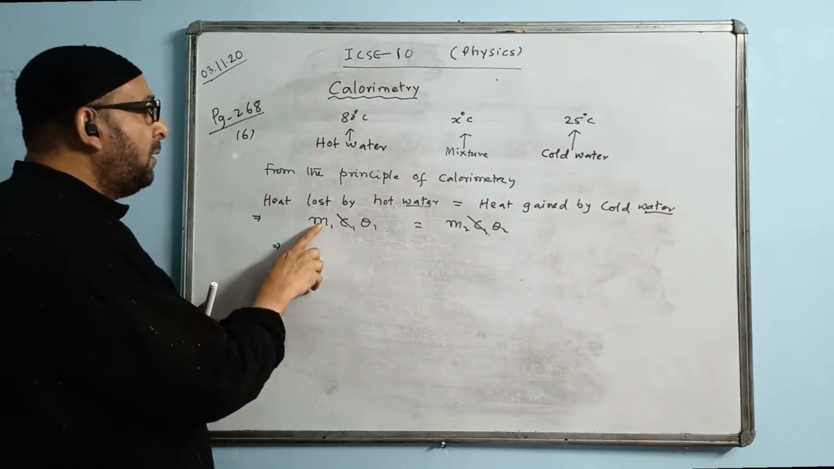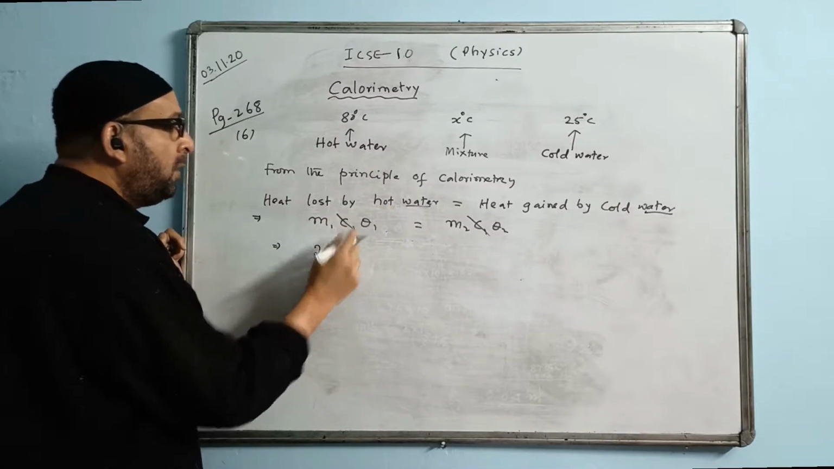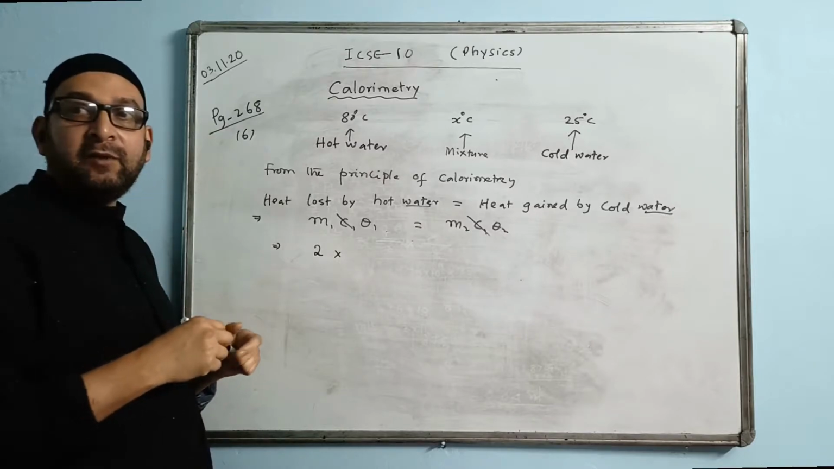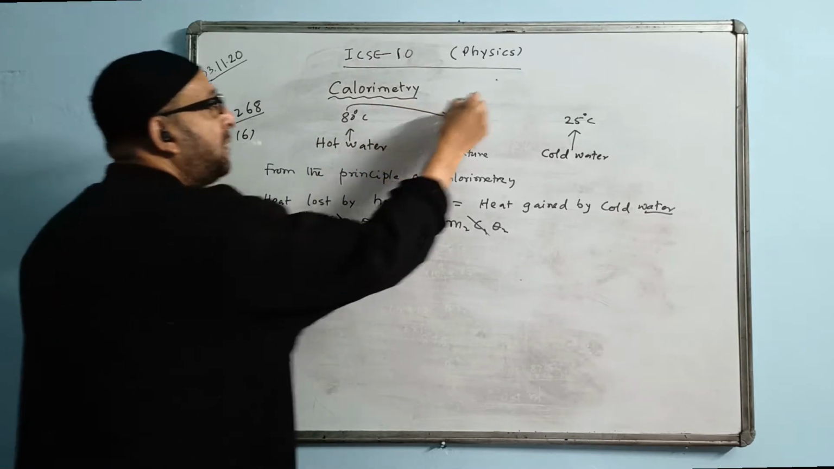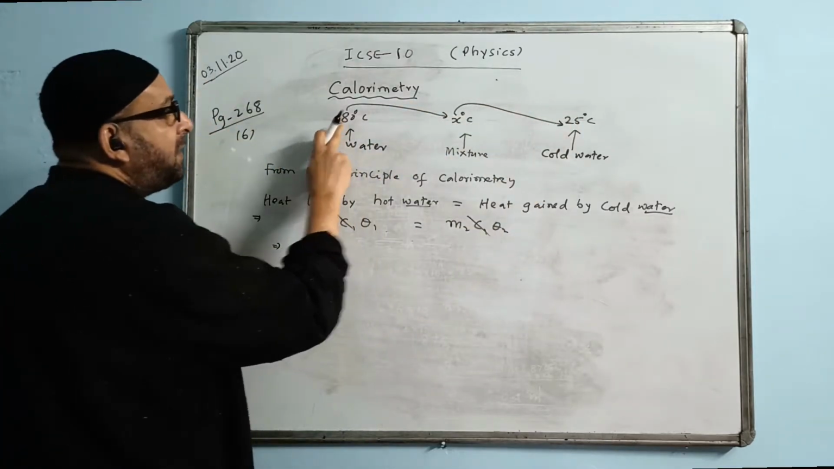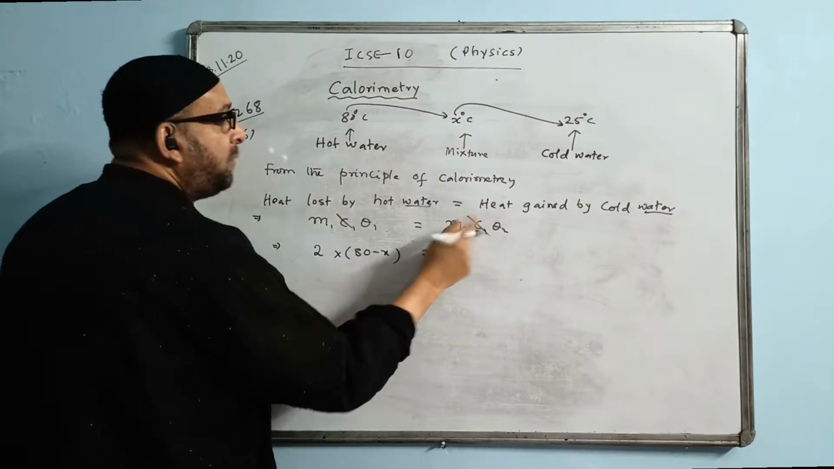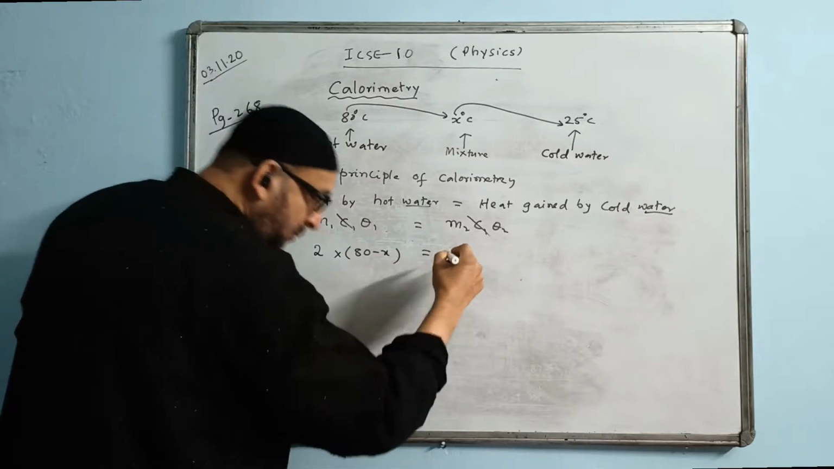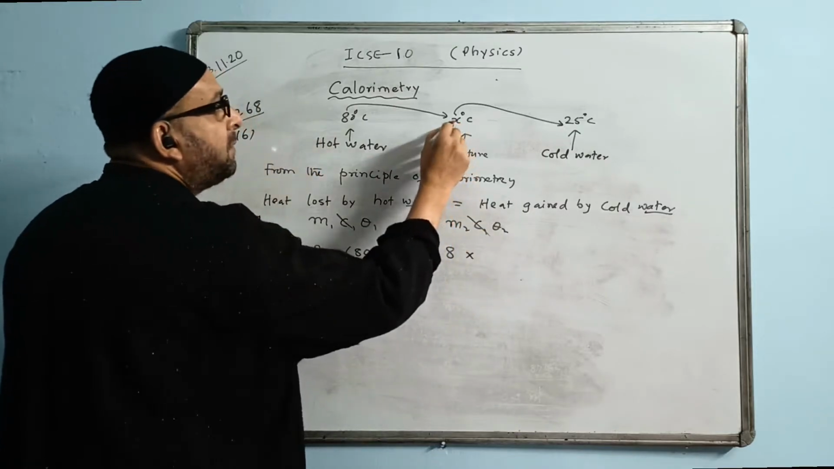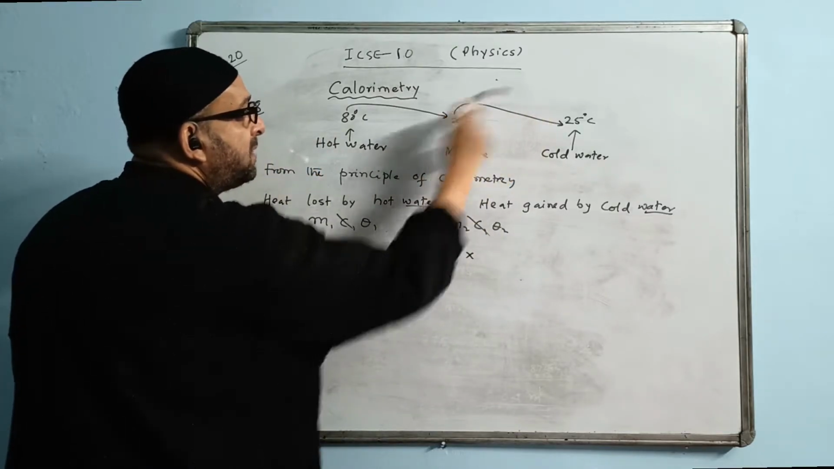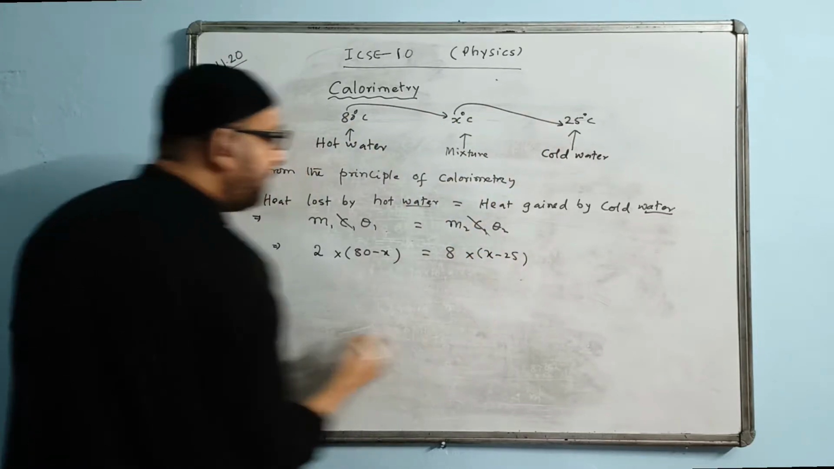Now we'll put in the values. The mass of the hot water is 2 kg. Theta 1 is the temperature difference. We take it this way: higher minus lower, so here 80 minus x. M2, the mass of the cold water, is given as 8 kg. Theta 2 will be the temperature difference, x minus 25.